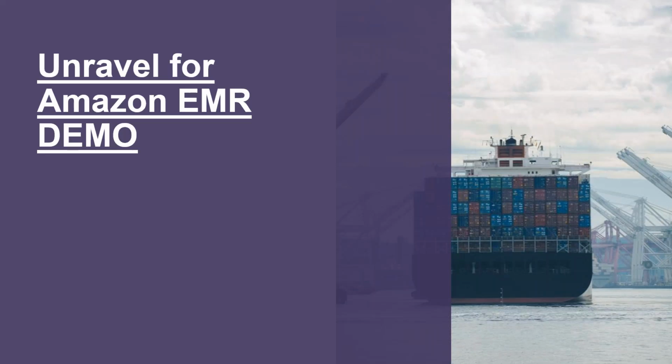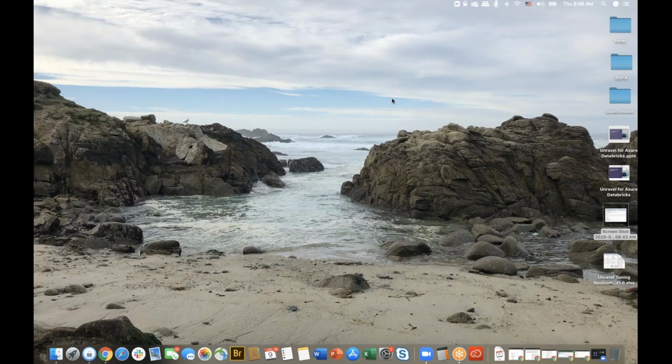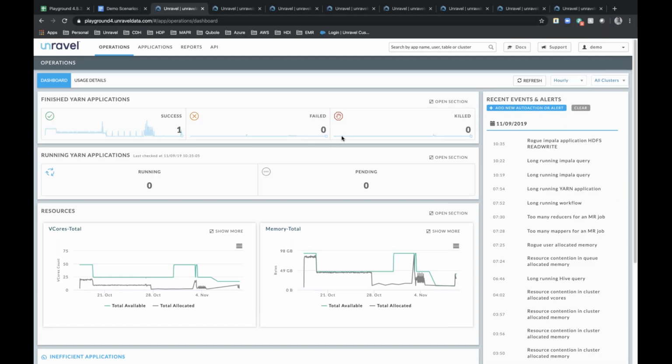Okay, so with that, I'm going to hand it over to Scott to show you an illustration of what our products can do for cost management in Amazon EMR. So let me go ahead and give Scott the presenter rights. Okay, Scott, there you go. I see your screen. Yes, great.